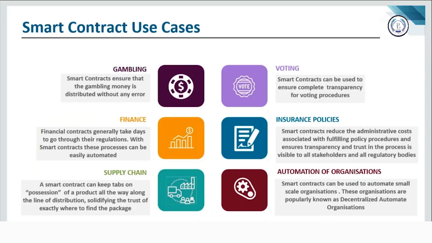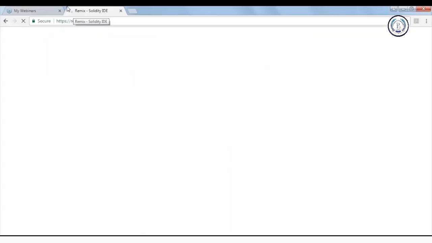Smart contracts are also being used to speed up processes involving deal signing, for example, financial agreements and insurance policies. Other than that, smart contracts are also being used to automate entire organizations where things like payment distribution and incentive handling are completely automated. These organizations are commonly known as decentralized automated organizations.